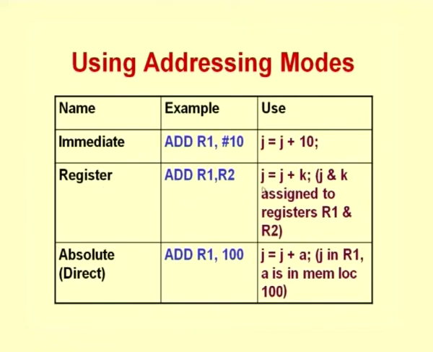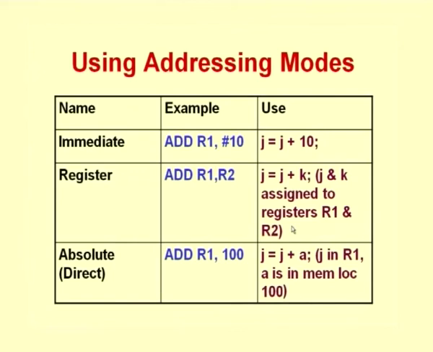Next, similarly register addressing mode, add R1 comma R2. So, here let us say we had an instruction like this, j equal to j plus k. This statement would get translated to this, provided j and k have already been assigned to registers R1 and R2. So, assuming that you already loaded the value of j into register R1 and the value of k into register R2, now a simple add R1 comma R2 would perform this operation.